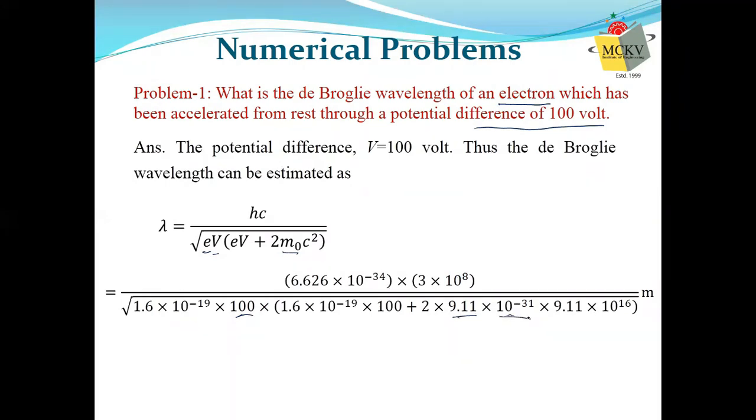So if we put all these values, sorry, this will be 9 only. Then lambda is estimated to be 1.227 into 10 to the power minus 10 meter, that is 1.227 angstrom. So if we know the potential difference or accelerating potential, then we can easily estimate the de Broglie wavelength if some other quantities like mass and charge of the particles are known.